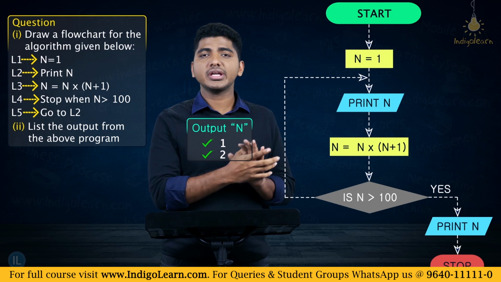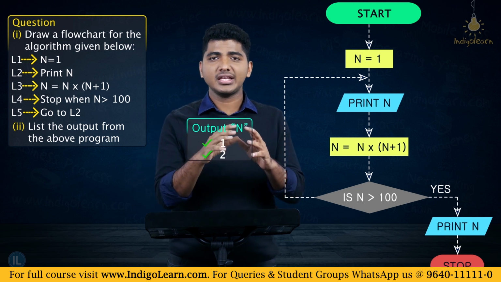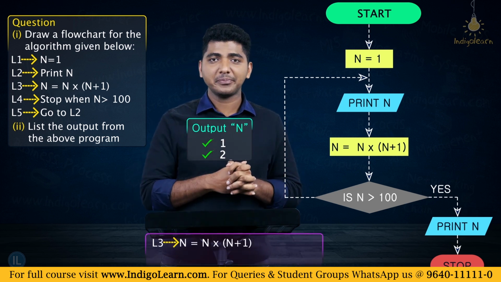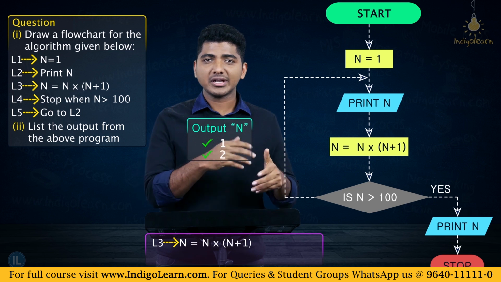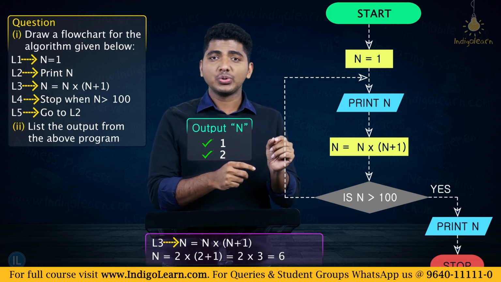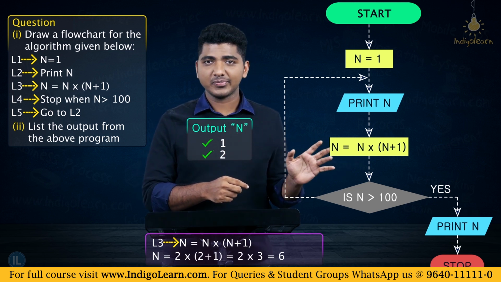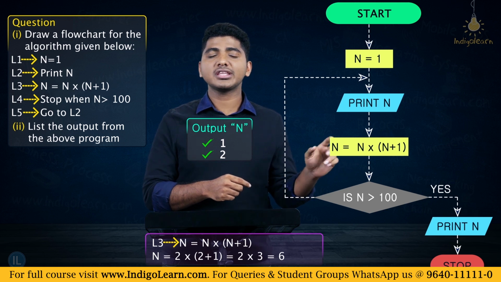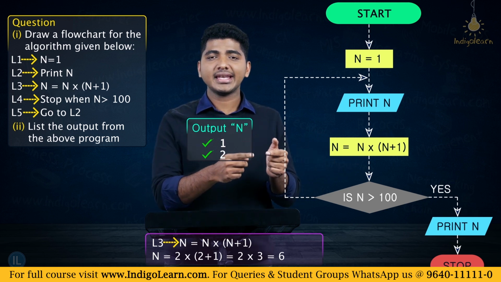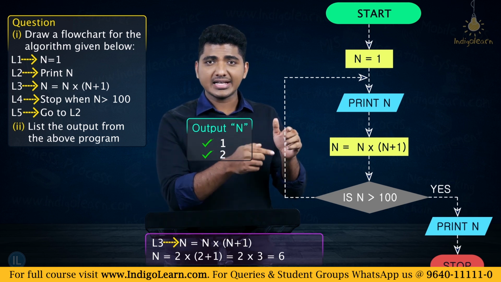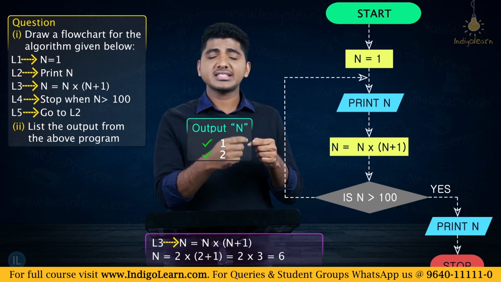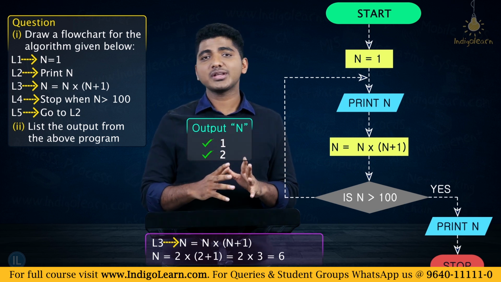So you will do the computation again. What is the computation? Computation says n is equal to n into n plus 1. So n is equal to 2 into 2 plus 1, 2 into 2 plus 1, nothing but 2 into 3. So what is n? n becomes 6. Ask a question again in a diamond shape. Is 6 greater than 100? Answer is no. What are you supposed to do?